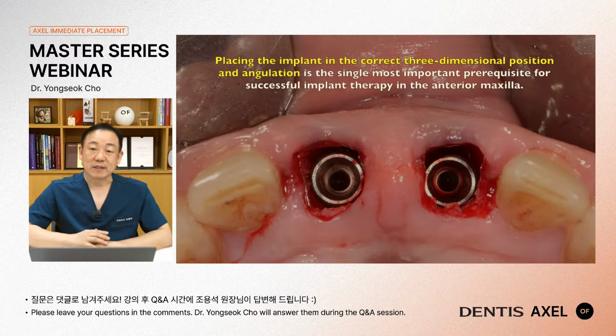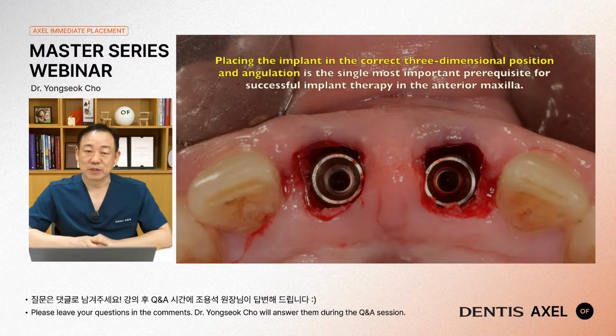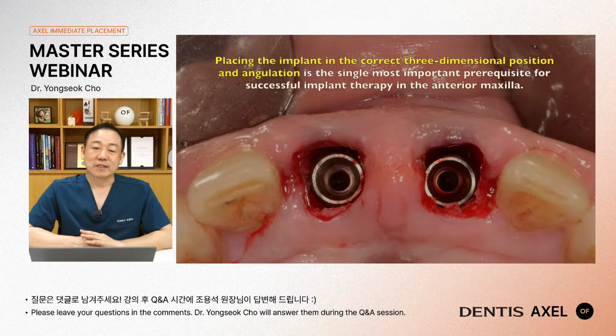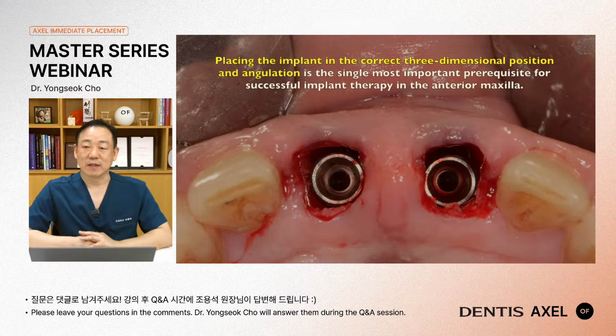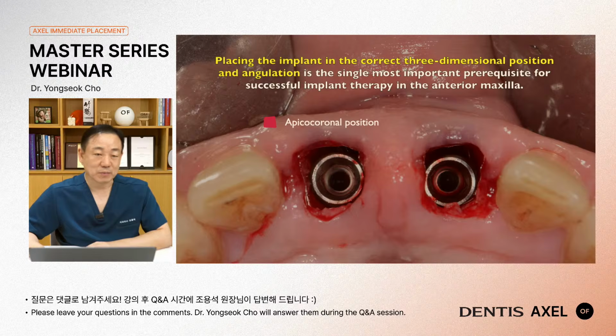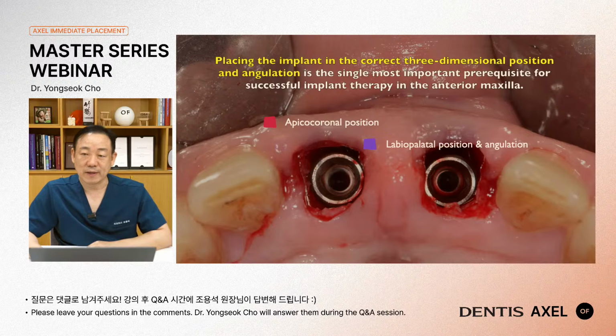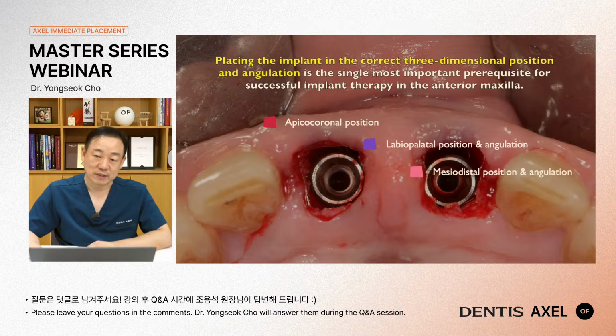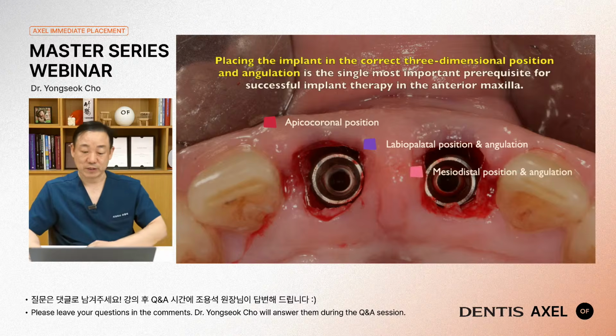Placing the implant in the correct three-dimensional position and angulation is the single most important prerequisite for successful implant therapy in the anterior maxilla. We must carefully control apicocoronal position, that means the implant depth, and the labiopalatal position and angulation, and mesiodistal position and angulation.